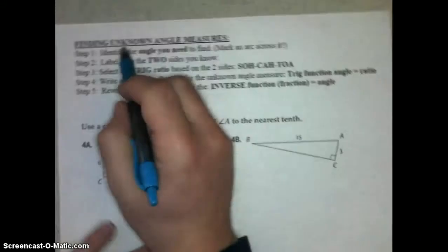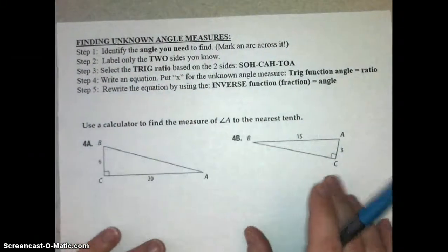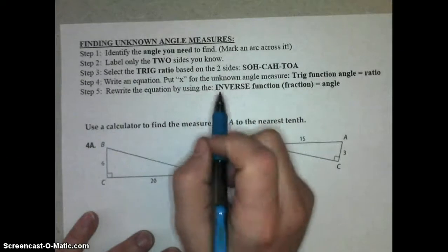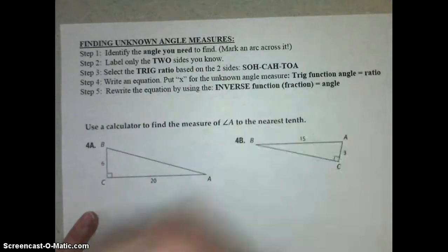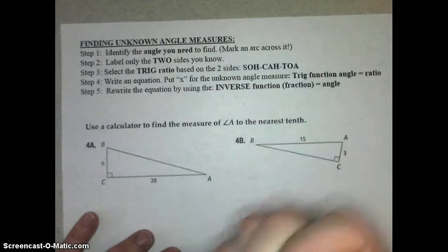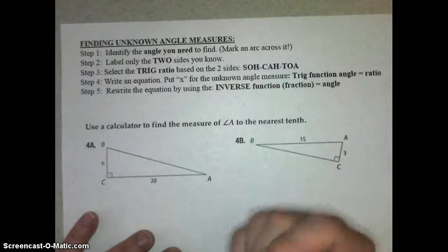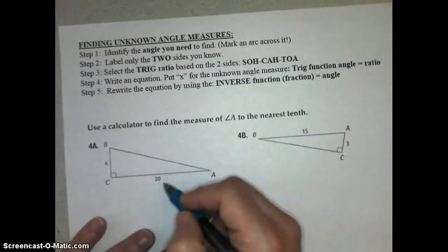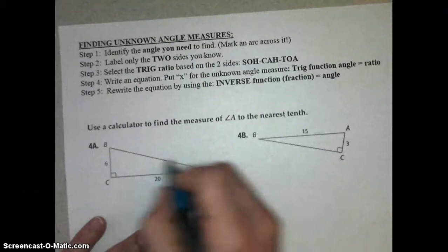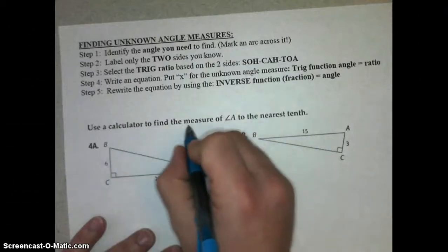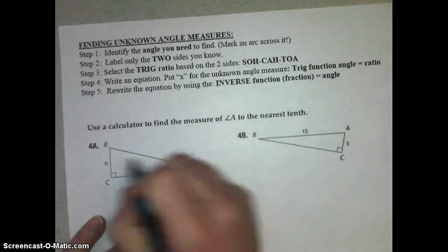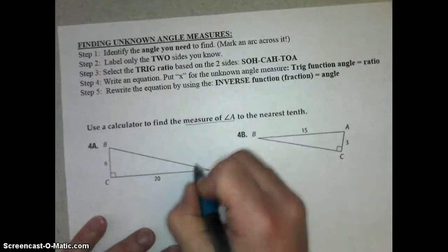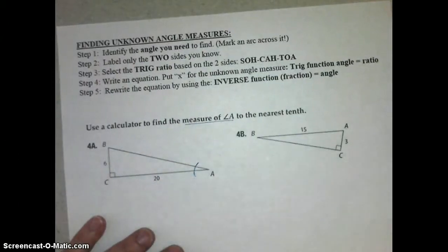So here's our steps for finding an unknown angle measure. Okay, first we want to identify the angle you need and mark it. Okay, and now here's where this gets a little bit tricky. We get to decide which angle we're going to use based on the given side lengths. Okay, since I'm only given these two sides, I can either use angle A or angle B, but often they'll tell you which angle it is we want to find. So I wouldn't want to use angle B if I'm supposed to find the measure of angle A. Since I'm finding the measure of angle A, I'm going to mark that angle by putting an arc through it.